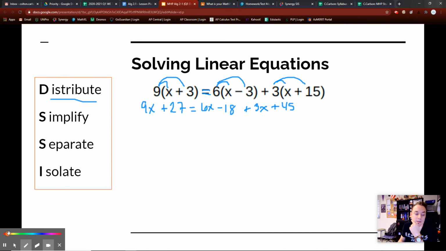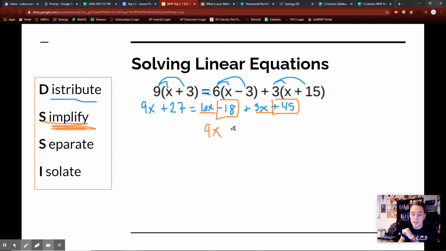Lots of stuff, so I'm going to try to pinpoint what I need. First of all, I can't really simplify anything by itself on the left side. But I can simplify stuff right here. So I'm going to combine the constants together. That's what I'm boxing. And I'm going to combine the x terms together right there. That's what I'm underlining. So what do I got? 6x plus 3 is 9x. And then 45 minus 18 is actually plus 27.